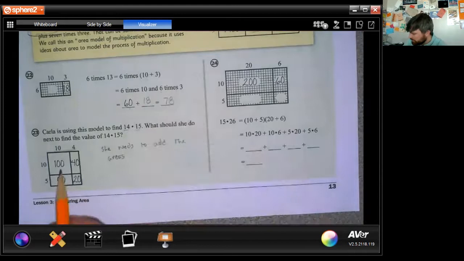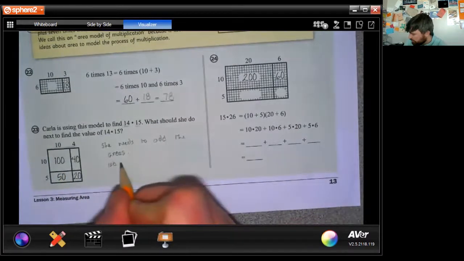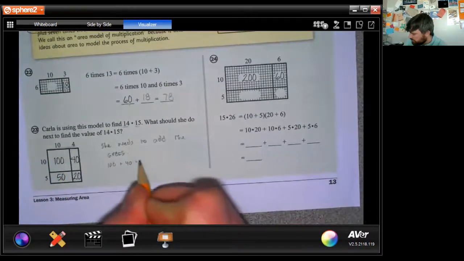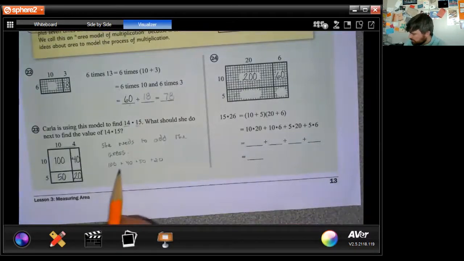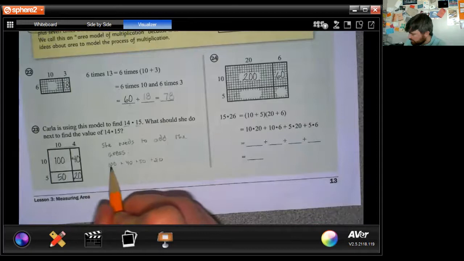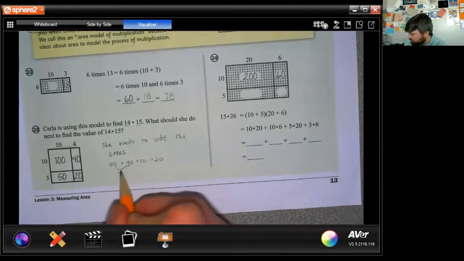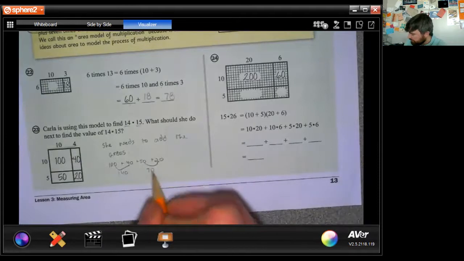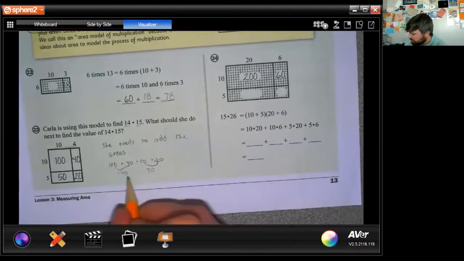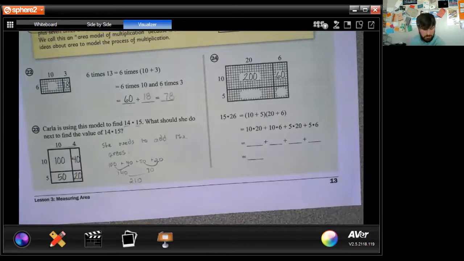Okay, so 100 plus 40 plus 50 plus 20. So you've got 100 plus 40, that's 140. 50 plus 20 is 70. And 70 plus 140, so that's 7, 8, 9, 10, 11 plus the 1. So you get 210 there.